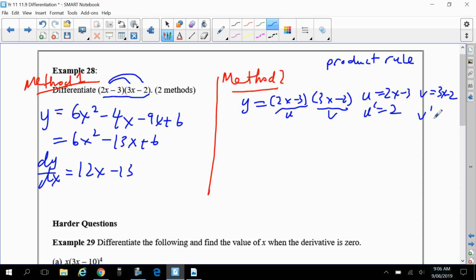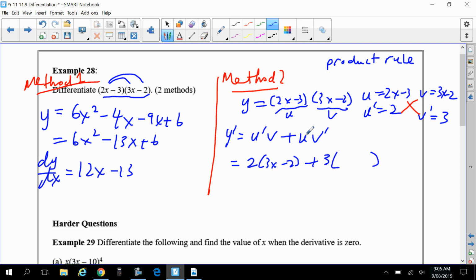U dash is 2, V dash is 3, right? And then what you do is, why do I do it that way? Cross multiply. If you cross multiply, you can't get things wrong, right? So easy. So Y dash is the cross multiply: U dash V plus UV dash. Remember, UV light, yeah? U dash V, 2 times 3x minus 2. And notice I put 3 before the U because it's one term, easier to read.